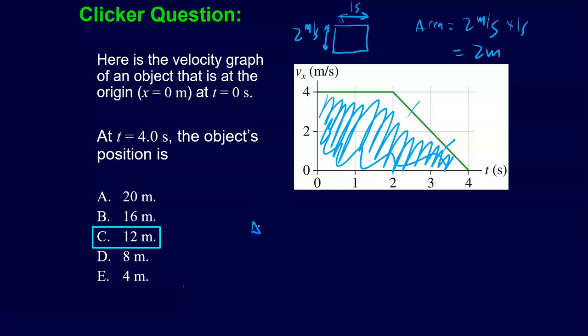Another way to just kind of visualize this a little bit. So again, we're looking for delta x. And so if you think about it, for this first period, for the first 2 seconds, I'm going at 4 meters per second. So 4 meters per second times 2 seconds.